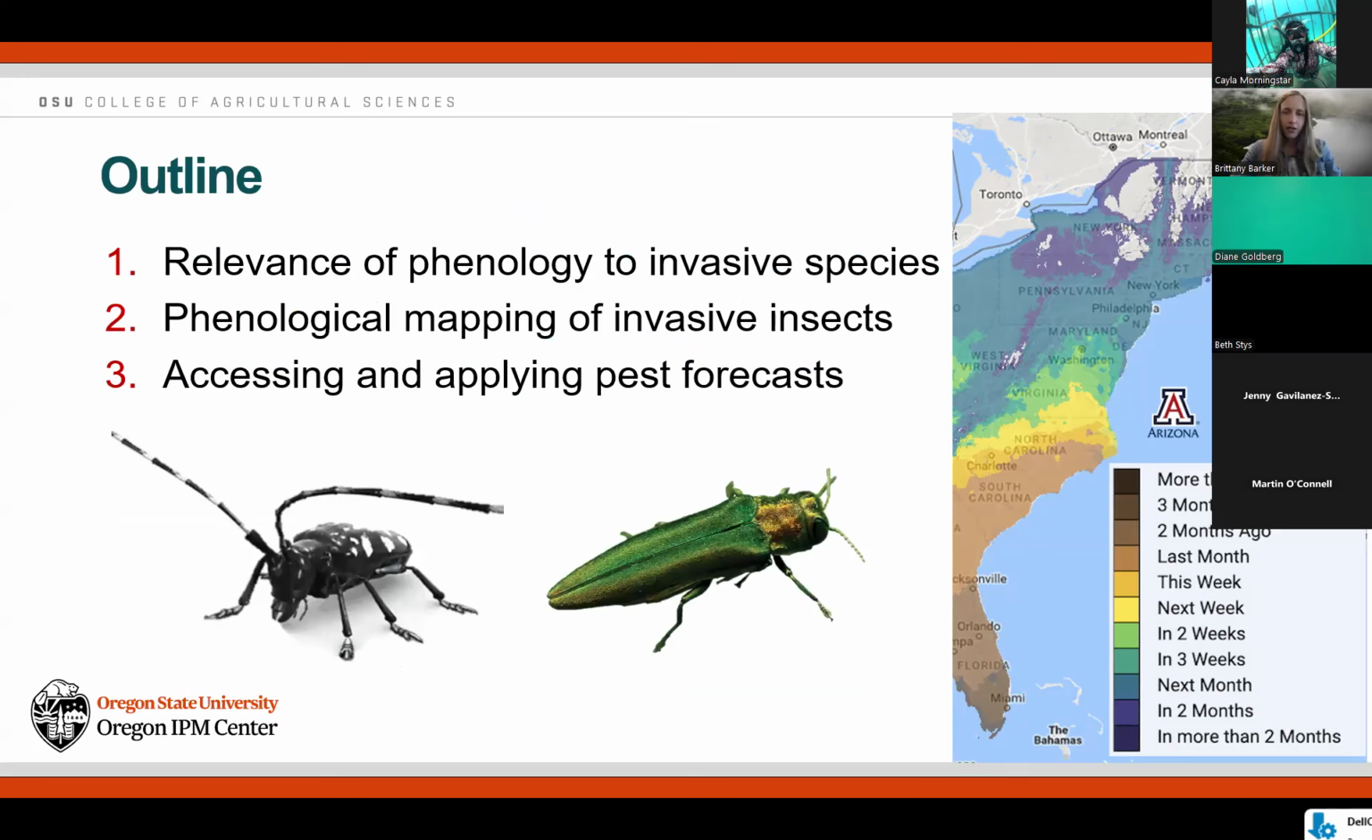So, just to give a broad overview of my talk today, I'll start out by giving some basic definitions of what is phenology and why it's relevant to invasive species. After that, I'll present on how we can use data on the phenology of invasive species to create phenology models and also phenological maps, so these spatial phenology models. And I'll be focusing specifically on invasive insects and using the Asian longhorn beetle and the emerald ash borer as examples. And then third, how you can access, interpret, and apply these pest forecasts for decision support for surveillance and management.